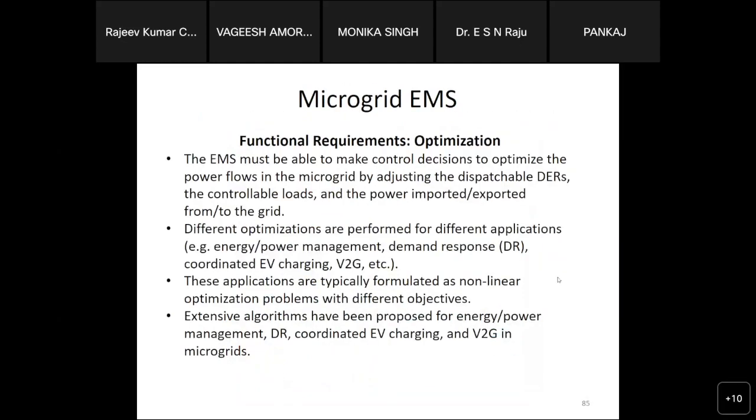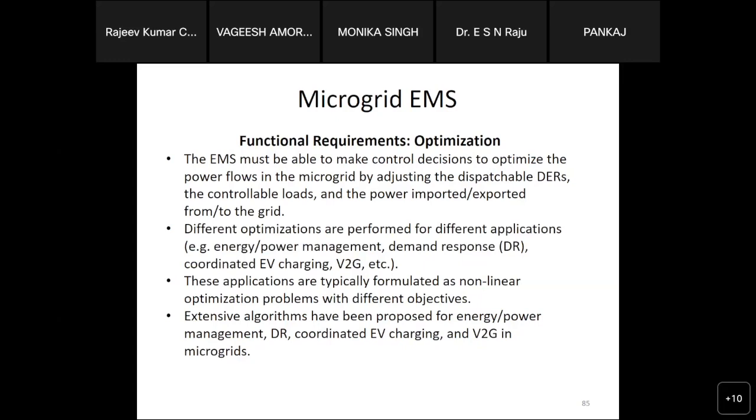Here I am going to discuss another functional requirement, that is the optimization. Initially we have the forecasting. Once we have accurate forecasting, those forecasting variables can be given as inputs to the optimization. Coming to the optimization, when we design a better EMS algorithm, it must be able to make control decisions to optimize the power flow in the microgrid by adjusting the dispatchable DERs and controllable loads, and the power import and export from the grid, by minimizing the cost of operation.